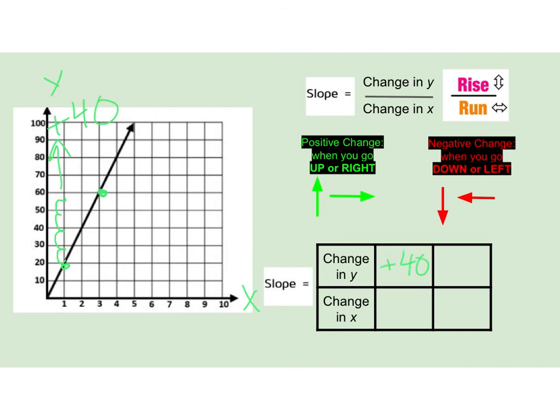Now let's look at our change in x. For our change in x, we went right 2 spaces, and since it's numbered by ones, our change in x is plus 2. So this can be simplified down to 20 over 1, which gives us our slope of 20.